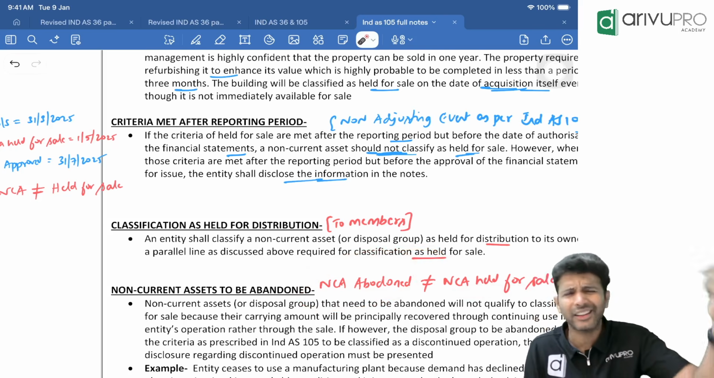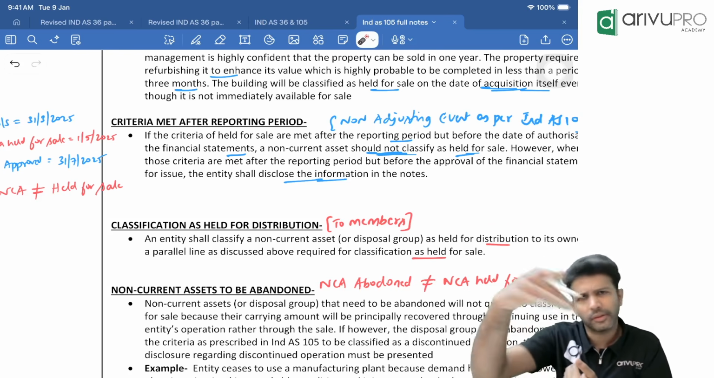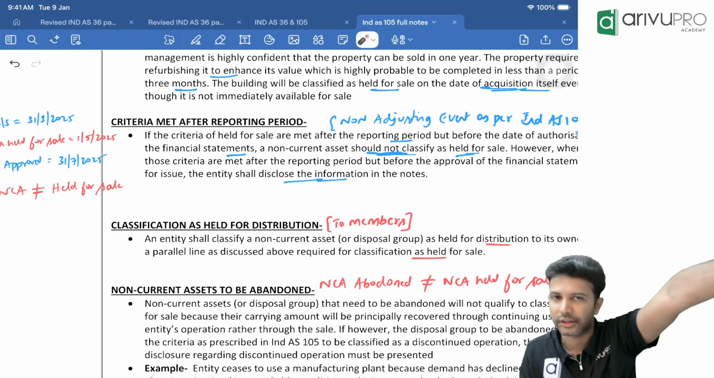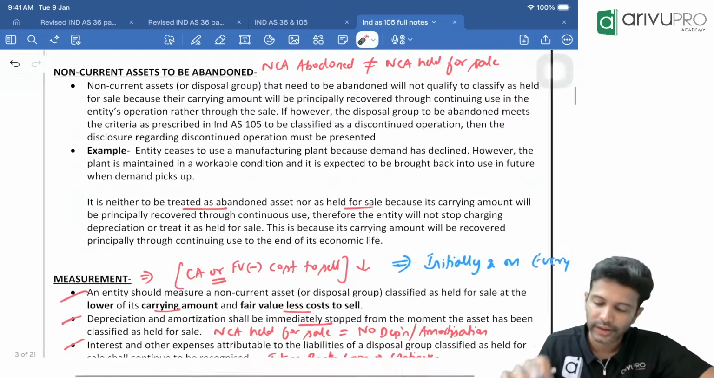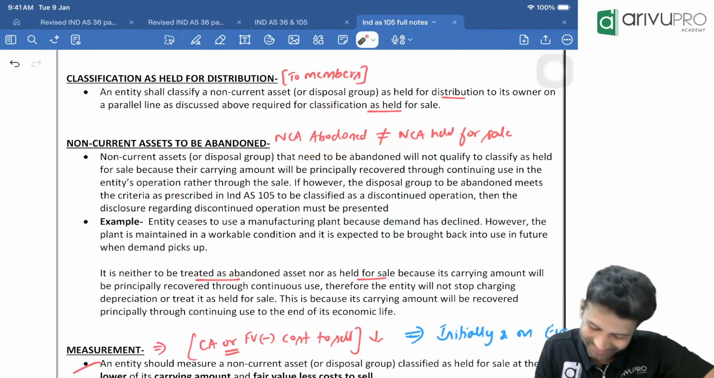When you abandon it, write it off in P&L. If you're planning to abandon it, transfer whatever the asset value is, write it off and show it in SPL. That's all it is when it is abandoned. Clear? So it will not attract Ind AS 105's provision. That's the takeaway here. This one line is good enough.